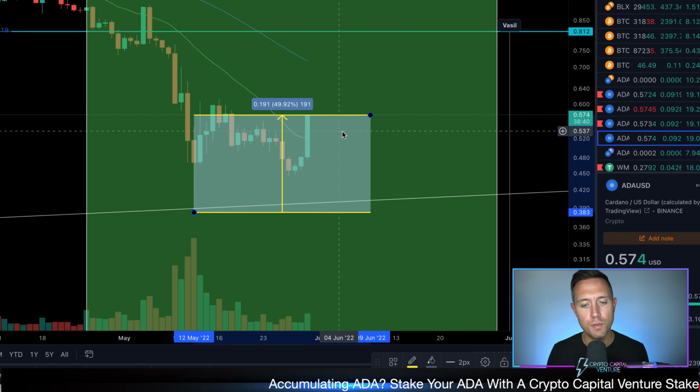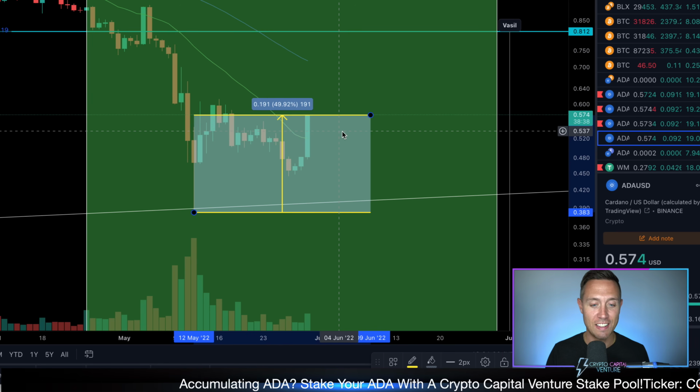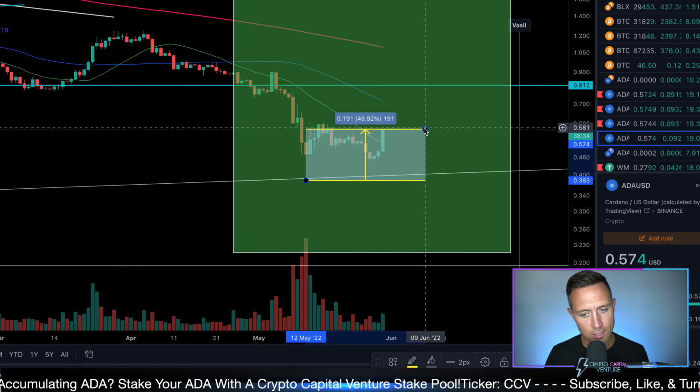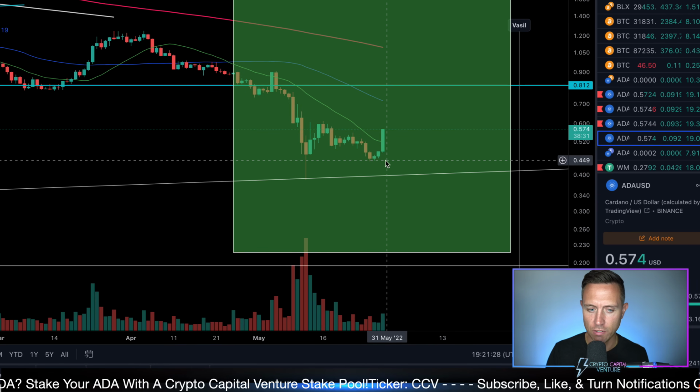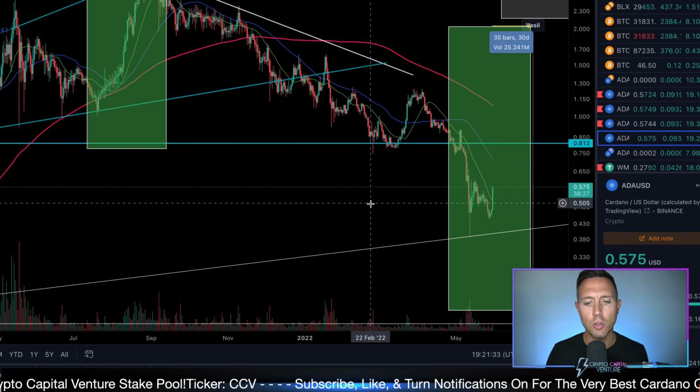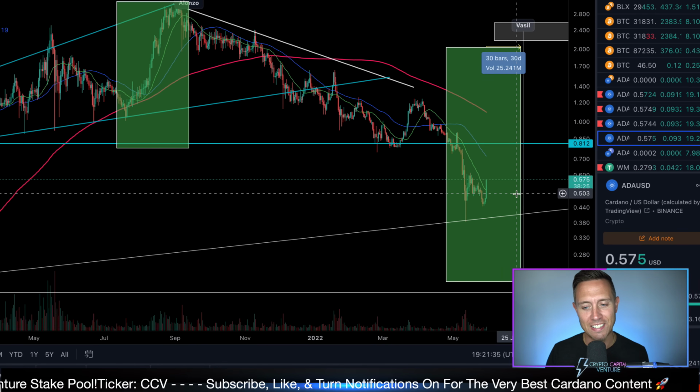ADA's making a move. This is what it looks like. And it's kind of like, let's zoom out a little bit. Okay, so it's a daily candle. It's a green daily candle. It looks nice, but you start seeing kind of the tidal wave of downside that it's up against.